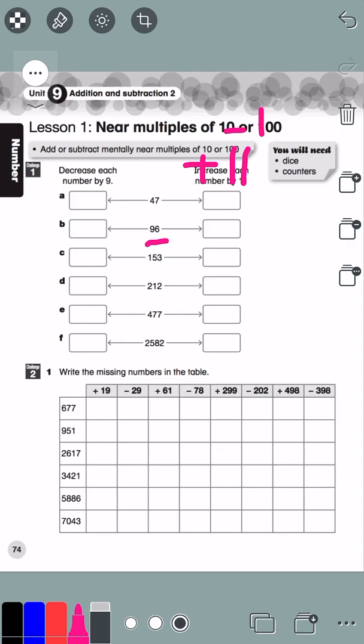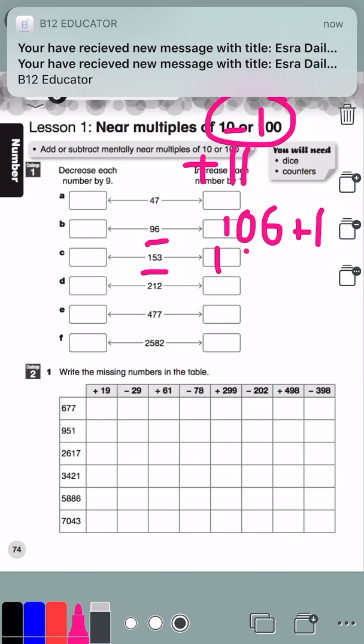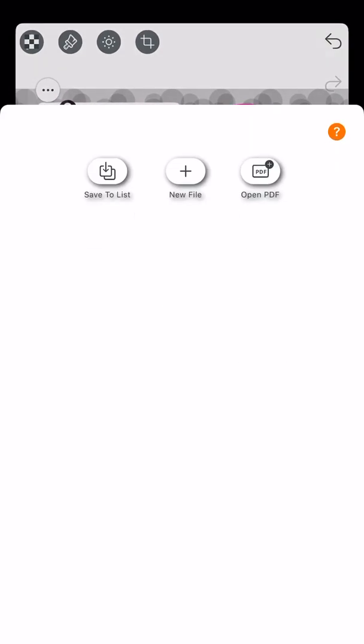Now after adding 10, that's 106. We add 1 because we subtracted 1 in the beginning, and that's addition. So here 163 plus 1. Here 222 plus 1.